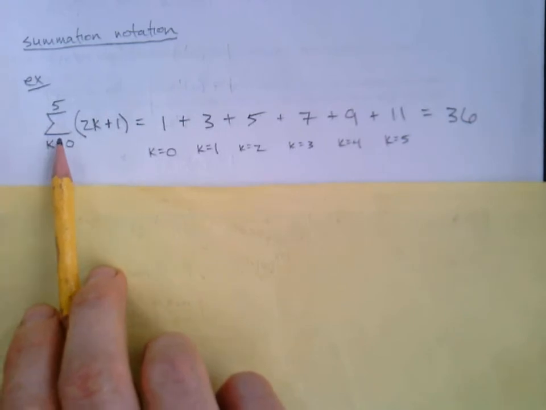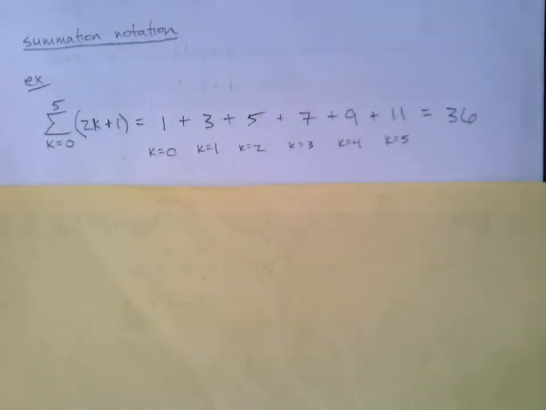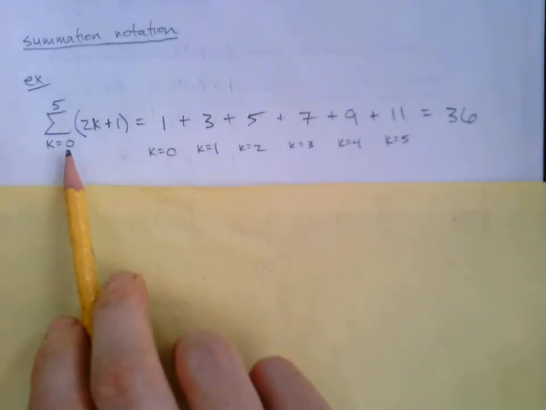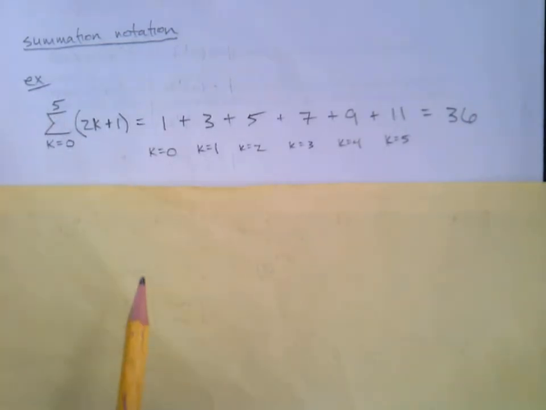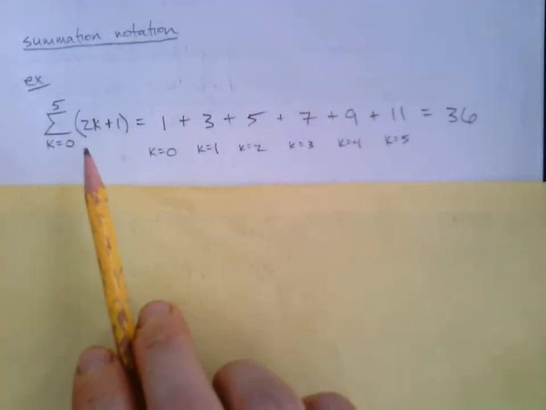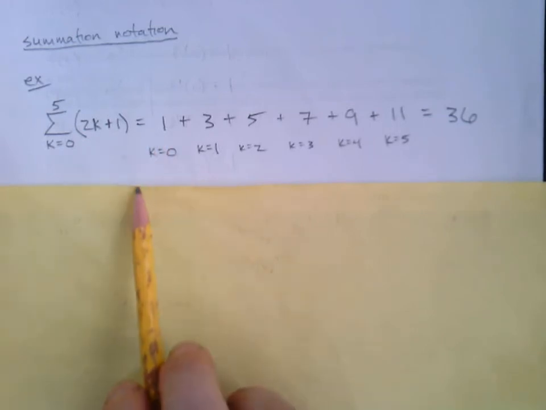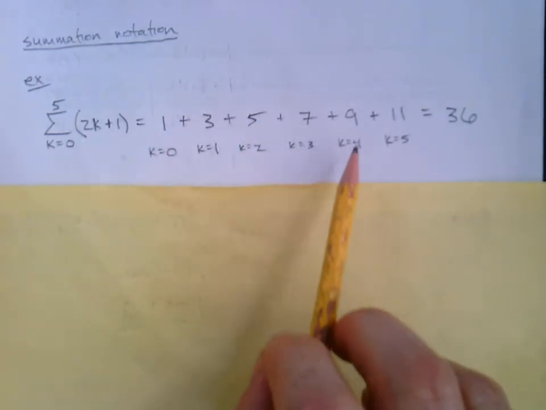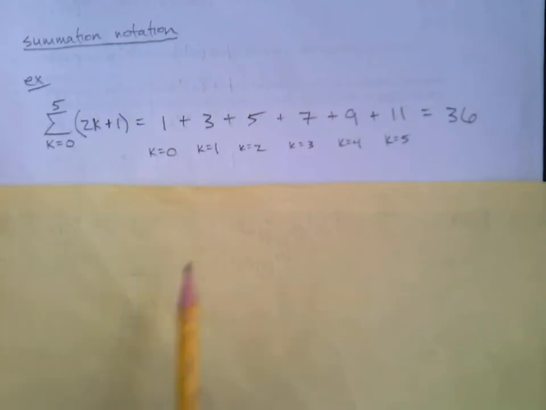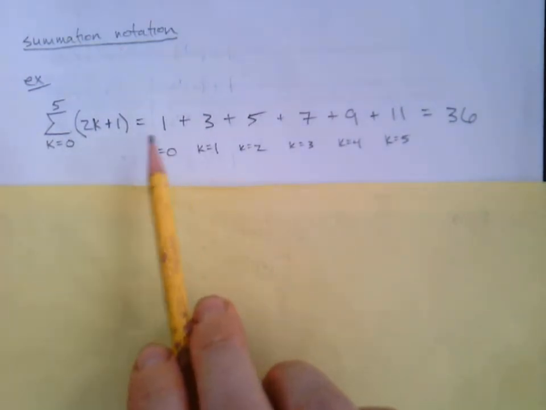The sigma tells us we're adding. Sigma, the Greek letter S, stands for sum. Take the sum. So we're going to plug in 0, and then we're going to plug in each other number counting up to 5, and we're going to add all those together. So plugging in 0 gives us 1, plugging in 1, 2, 3, 4, and 5 gives us all of these numbers here, and then the sum tells us to add them all up.